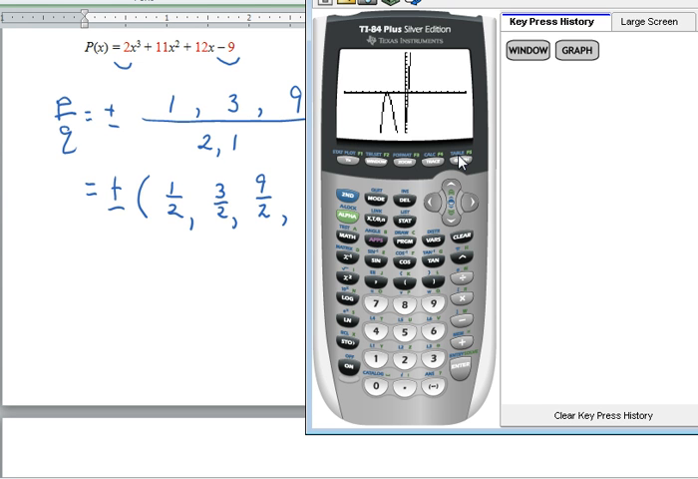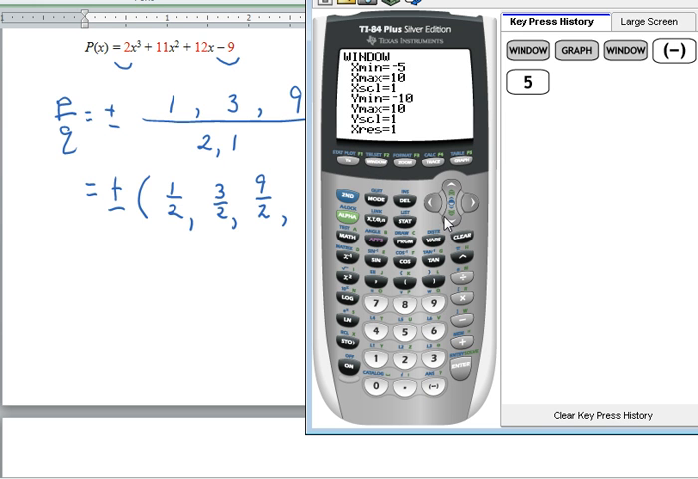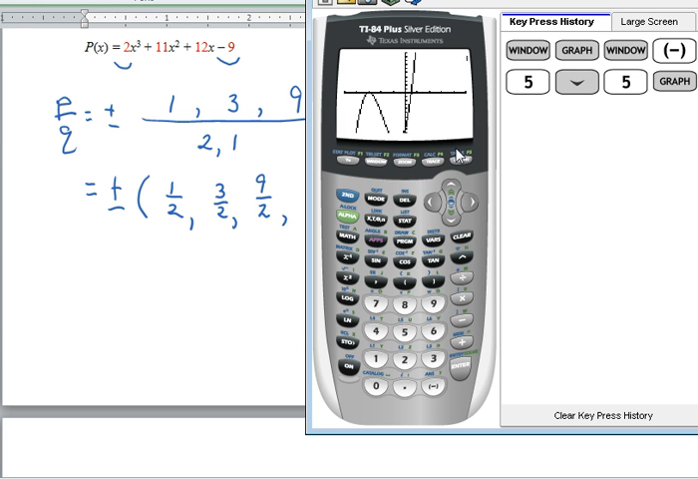And it looks as if I could come down to probably negative 5 to 5. The 9s are not appearing to be zeros. So let's go back to the window and let's do negative 5 to 5 for x min and x max. And now what we're seeing is a 0 at approximately negative 3.